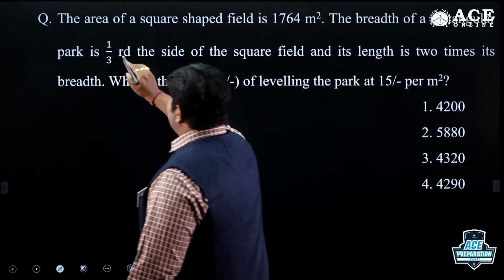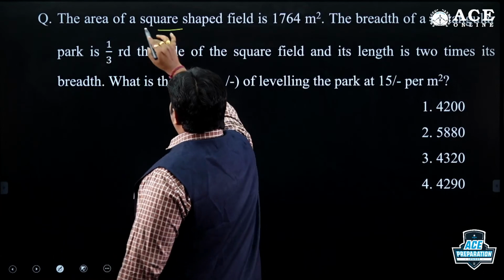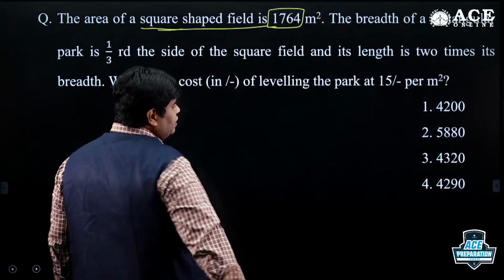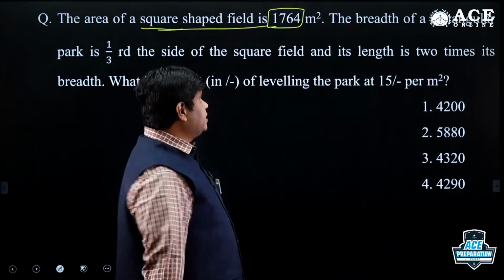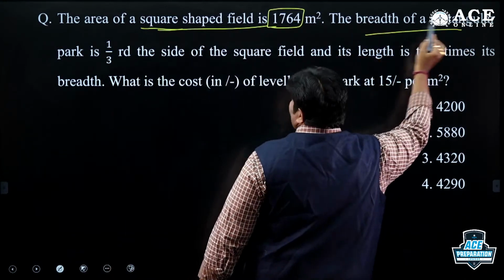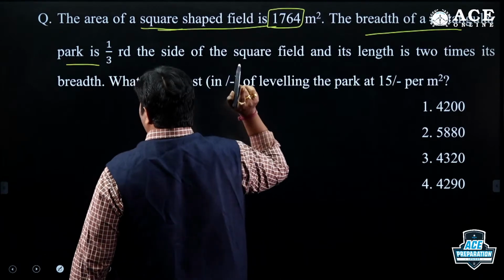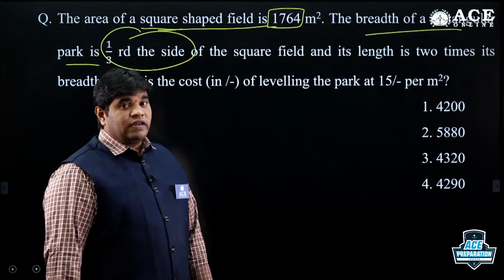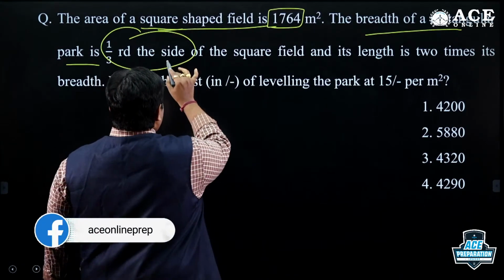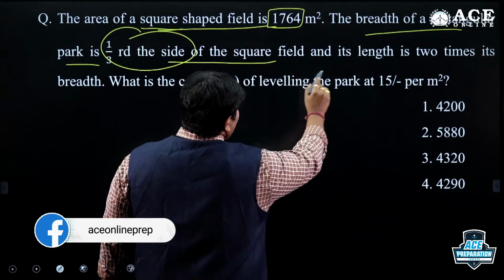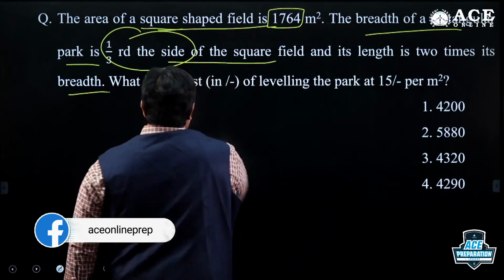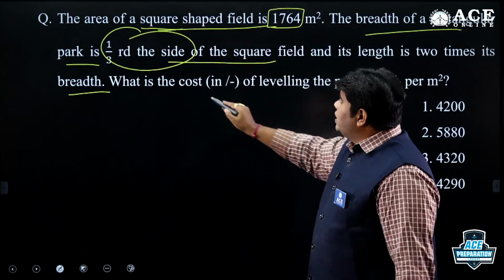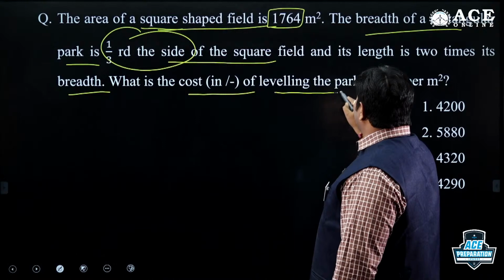Observe. The area of the square-shaped field is 1764. Square shape means all sides are equal, right? The breadth of the rectangular park is 1/3 of the side of the square. The length is 2 times its breadth.